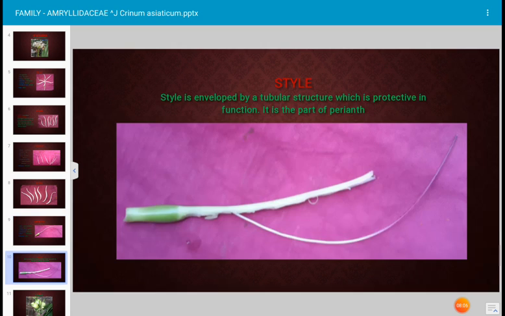Okay. Next. This is the style. The style is enveloped by a tubular structure which is protective in function, and it is part of the perianth. Okay.